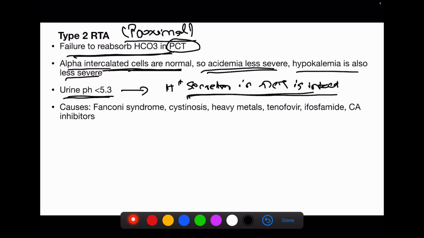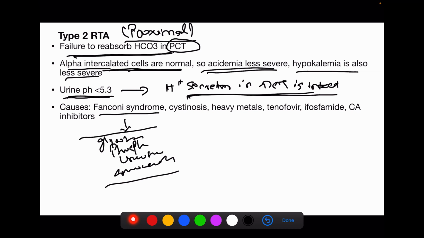And the different causes for type 2 RTA could be Fanconi syndrome. Fanconi syndrome is nothing but a condition in which there is glycosuria, phosphaturia, uricosuria, aminoaciduria. So all these substances are lost in the urine in Fanconi syndrome. And another inherited defect called cystinosis can also damage the PCT and lead to type 2 RTA. Heavy metals like lead, arsenic, drugs like tenofovir, which is used in the treatment of HIV and hepatitis B, ifosfamide, a chemotherapeutic agent, and carbonic anhydrase inhibitors. So all these agents can cause type 2 RTA or proximal RTA.